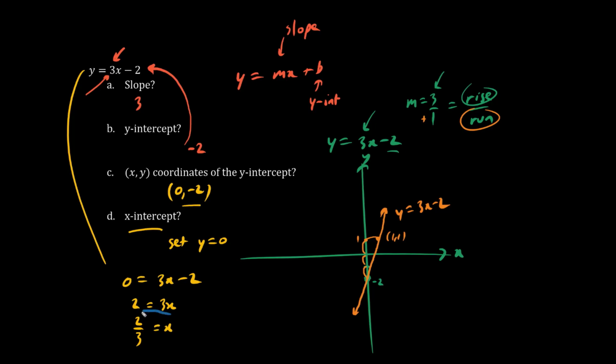So the x-intercept we solved here is this point over here. The x value is 2/3. We can even write the y value 0. This here is called the x-intercept. Whereas this intersection with the y-axis is called the y-intercept.